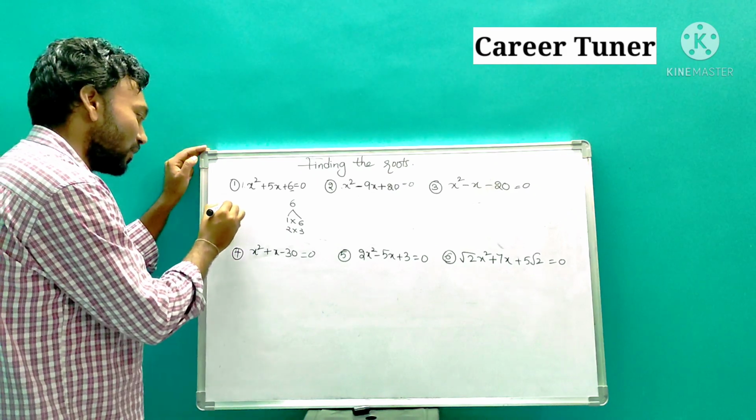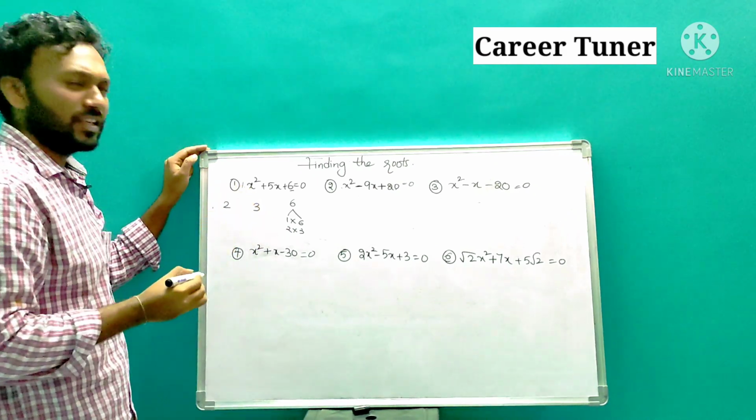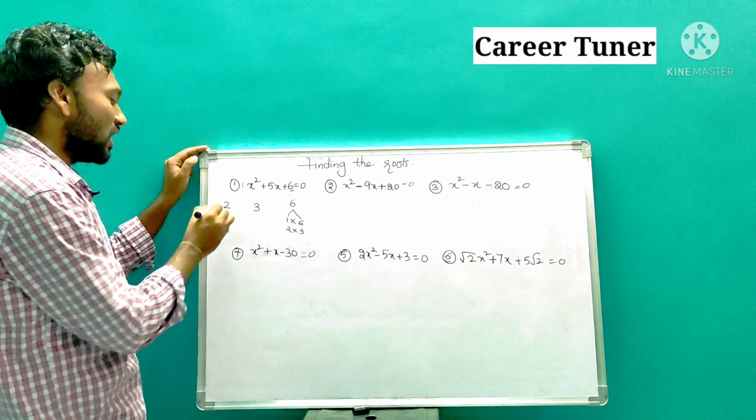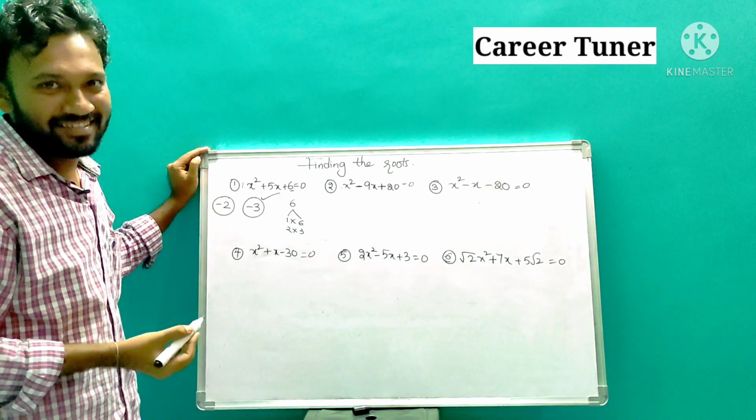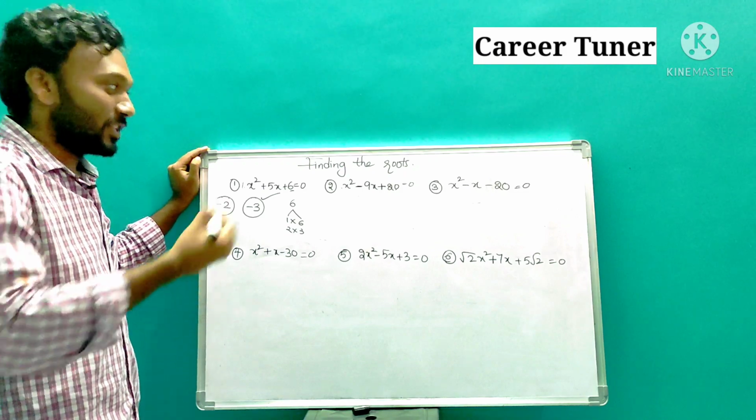So what I am going to do? I am going to write 2 and I am going to write 3. Just do one thing, change the signs. So these are the roots of the quadratic equation. That's it. Okay. Now next problem.